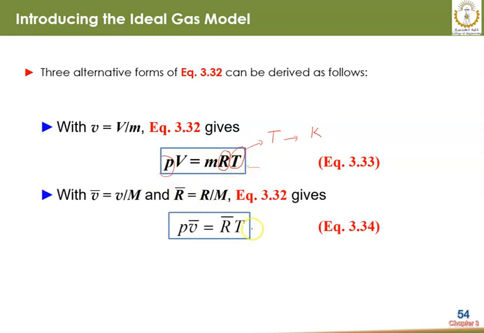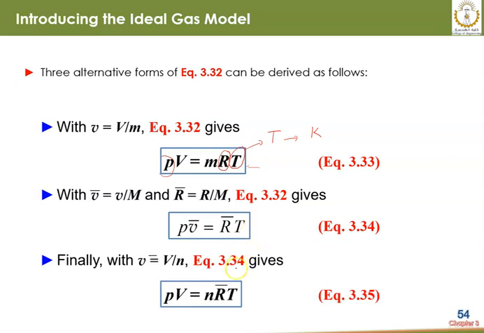The second form of the ideal gas model, maybe this is the form that you are more familiar with. I see students are more familiar with this form, where n is the number of moles and R bar is the universal gas constant, which equals the gas constant multiplied by the molecular weight of the gas. And V bar is the specific volume multiplied by the molecular weight of the gas, or it's the molar based specific volume.